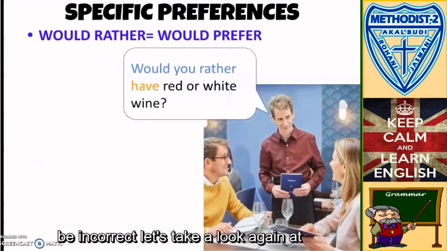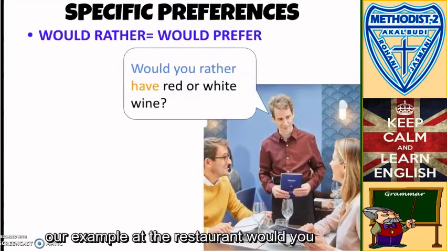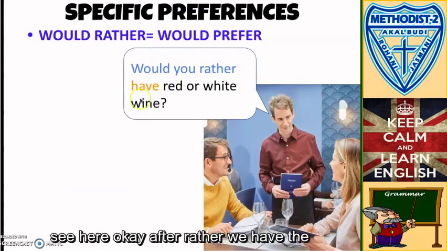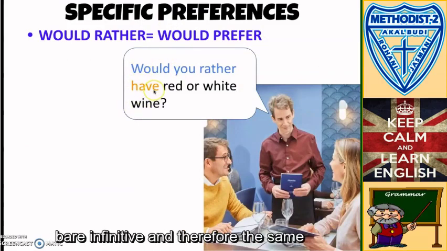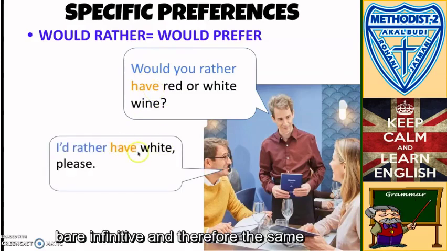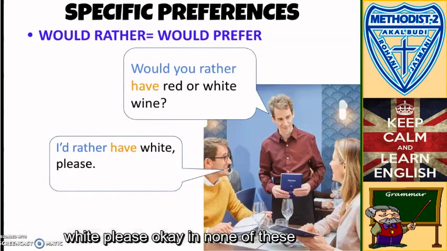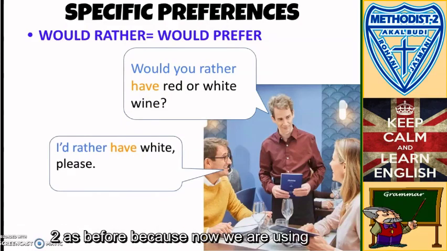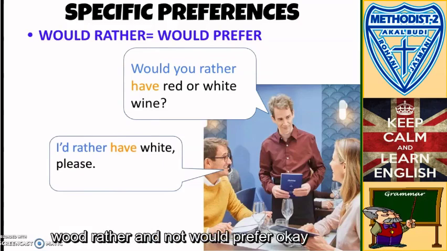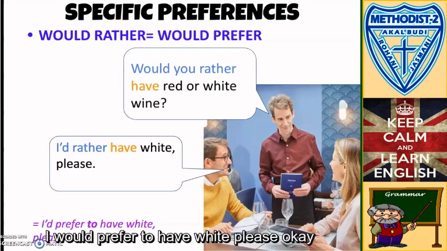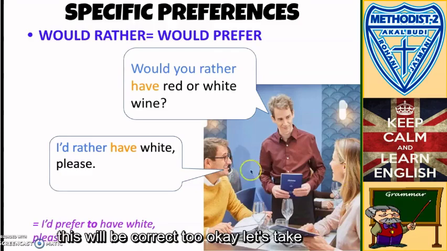Let's take a look again at our example at the restaurant. Would you rather have red or white wine? As you can see here, after rather we have the bare infinitive, and the same pattern follows. I'd rather have white, please. In none of these situations are we using the preposition to as before, because now we are using would rather and not would prefer. But at the same time you could also say, I would prefer to have white, please. This would be correct too.